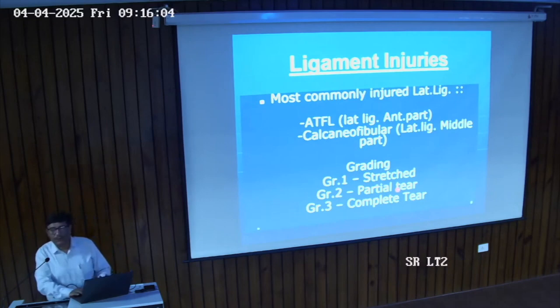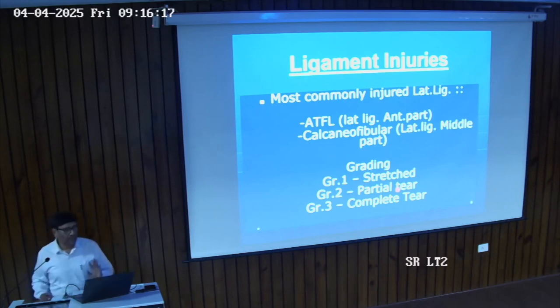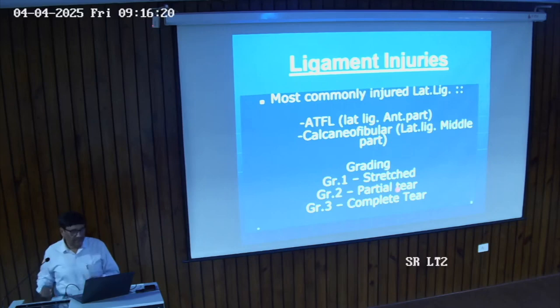So before we move on to bony injuries and the ankle fractures, we must remember these ligament injuries are very common in the ankles. Every now and then we are playing, we twist our ankle and we say this ligament is injured. So the most commonly injured ligament is the ATFL, anterior talofibular ligament, which is a part of the lateral ligament of the ankle joint. The next common is the calcaneofibular ligament, which is again the middle part of the lateral ligament.